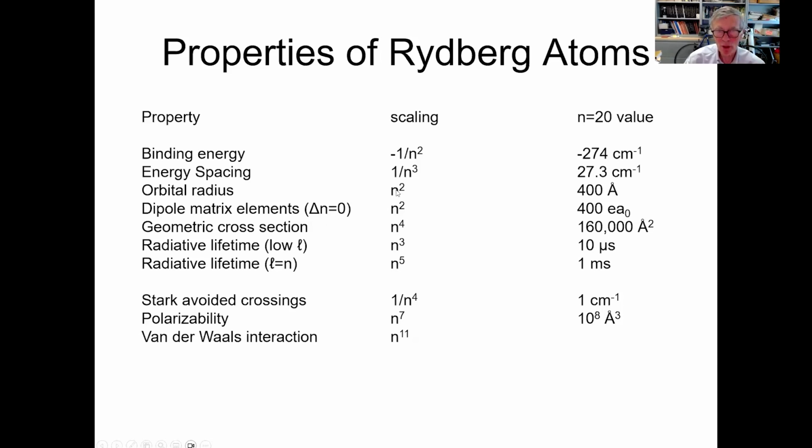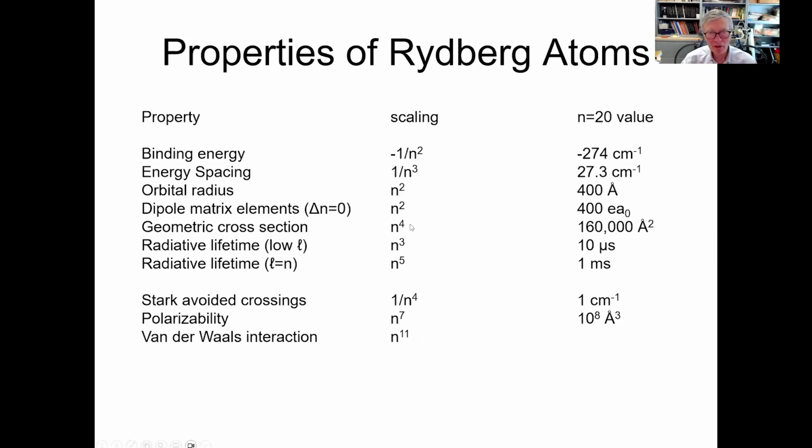But if the electron is 400 angstroms away from the positive ion core, this means that you have a dipole moment that is 400 times an electron times the Bohr radius. Okay, so they have enormous electric dipole moments. So at n equal 20, the dipole moment is about 100 times larger than the dipole moment in the most polar molecule.